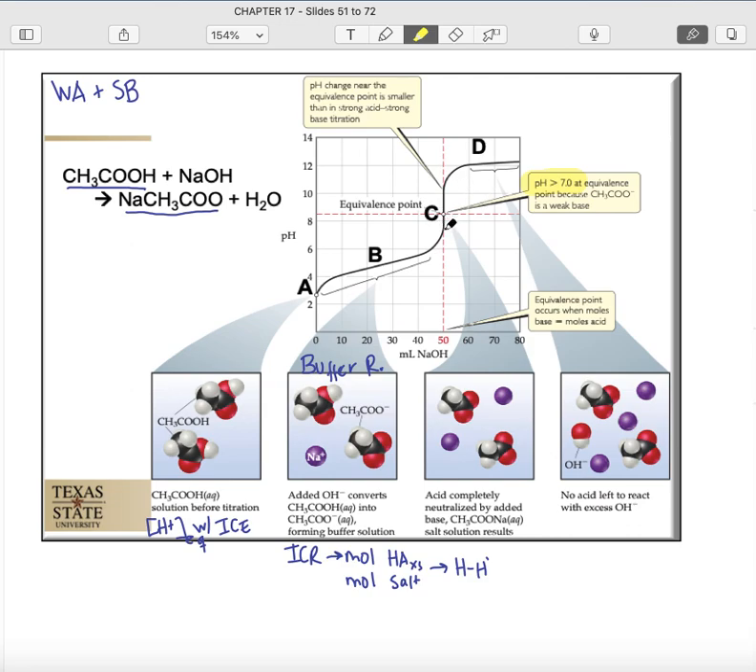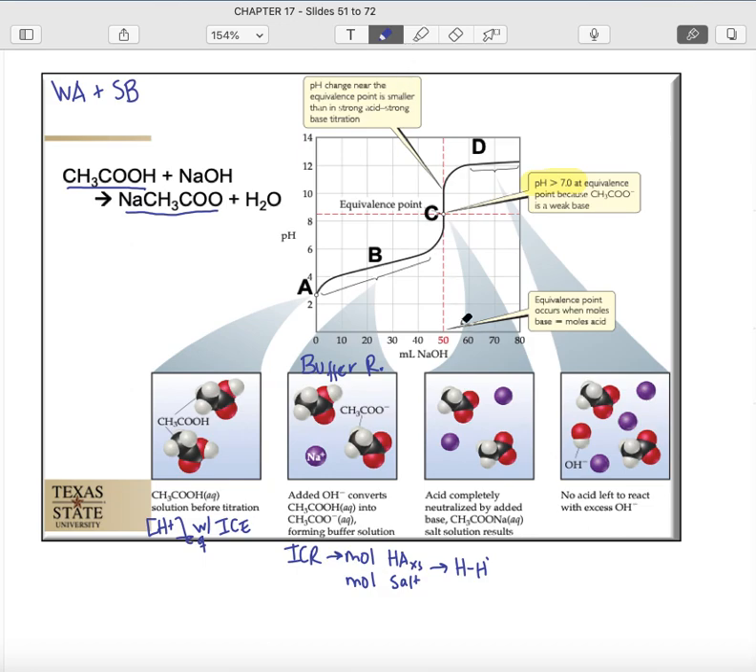The reason, as I mentioned before, is that at the equivalence point, you have completely reacted all of your weak acid with the equivalent amount of base. And so you have neither of the two in excess. In fact, the only things that you have in your solution are going to be the salt and water. And that salt happens to be a basic salt.